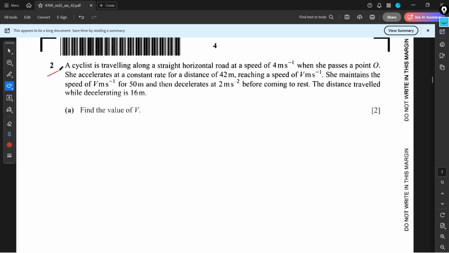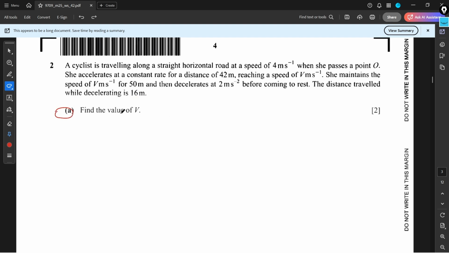Now moving on to the second question, we have a cyclist who is traveling along a straight horizontal road at a speed of 4 meters per second when she passes a point O. Then she accelerates at a constant rate for a distance of 42 meters, which means the acceleration is constant over here, and she achieves a speed of v meters per second after traveling this distance. Then she maintains the speed of v meters per second for another 50 meters. After that, she decelerates at this rate before coming to rest. The distance traveled during the deceleration is 16 meters.